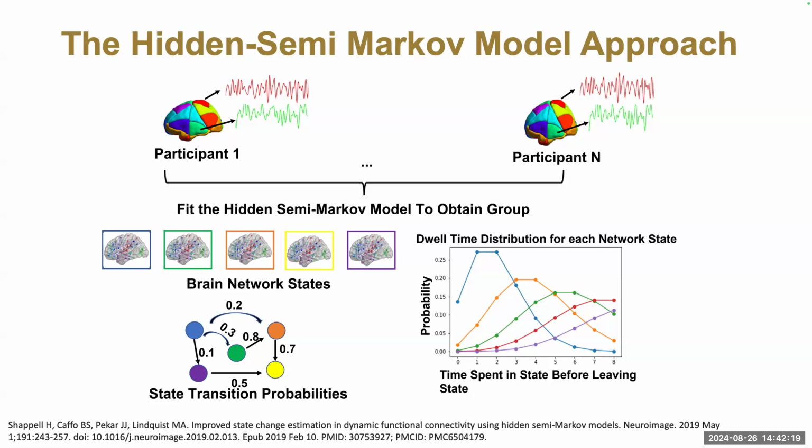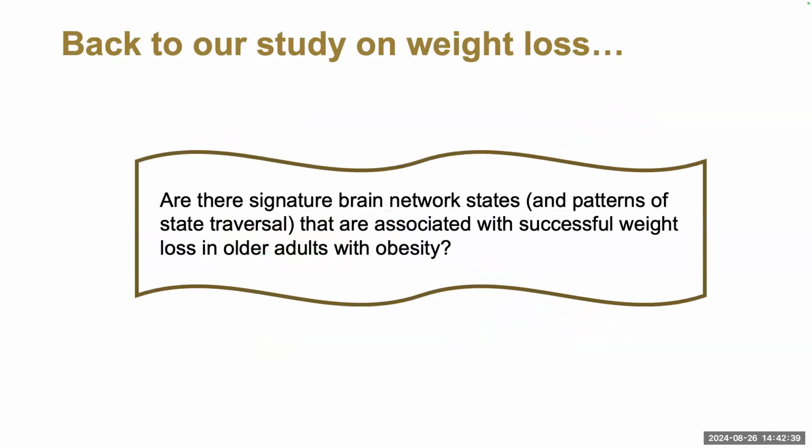Now, we do have some simulation results showing that the hidden semi-Markov model outperforms the sliding window approach and the standard hidden Markov model when estimating the dynamic properties here, the transition probabilities and the dwell time distributions. But I don't have time to go over that today, but the results are published there, and I'm happy to chat about it after. I want to show you an actual application.